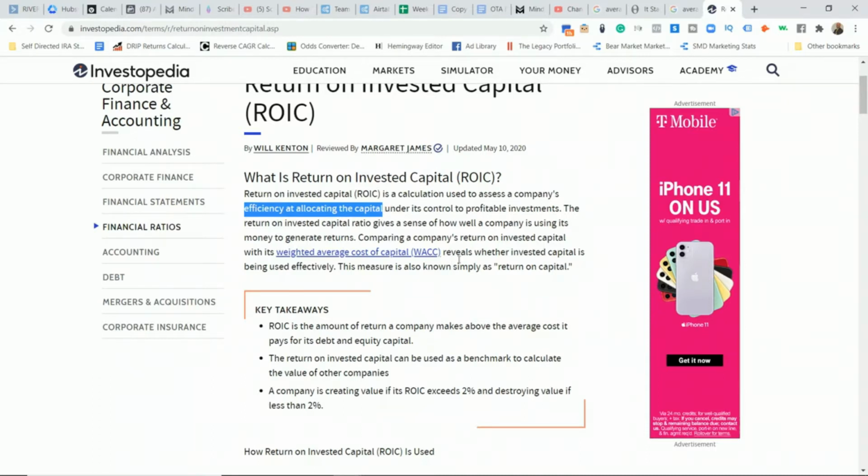Efficiency at allocating the capital under its control to profitable investments. So what's a profitable investment? A profitable investment would generate higher ROICs. Let's say it's a manufacturer and they are producing a widget called widget XYZ. If they figure out how to create that more efficiently and they can sell it at a higher price and a higher margin, that would make the investment more profitable, which would raise ROIC.